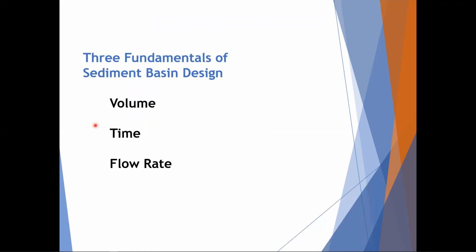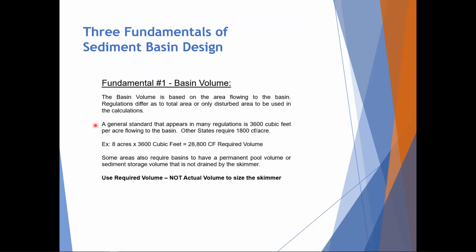You've got three basic fundamentals of sediment basin design. Those are volume, time, and flow rate. Fundamental number one, basin volume, is basically a standard volume that appears in many regulations. 3,600 cubic feet per acre is a common one. Some other states require 1,800 cubic feet per acre, but say you're in a state that requires 3,600 cubic feet.